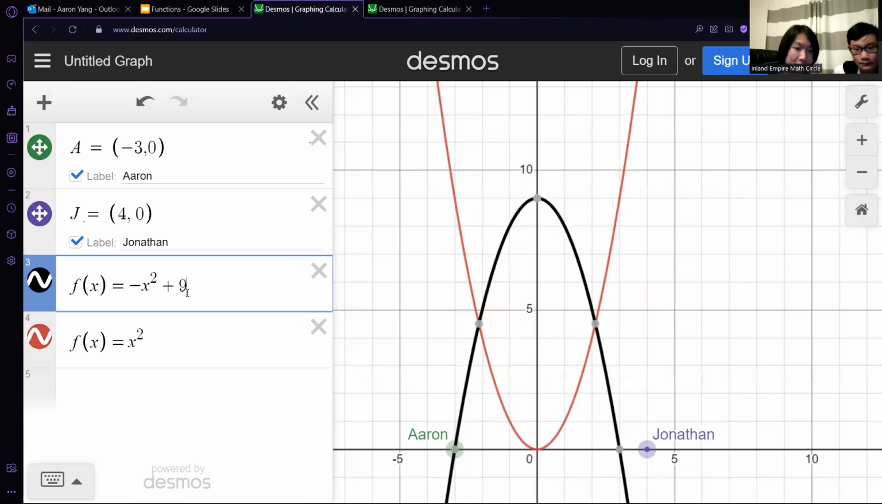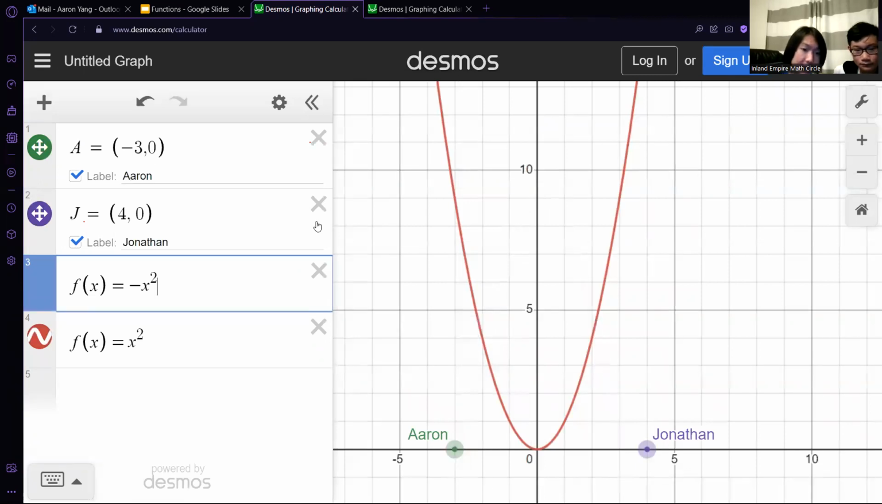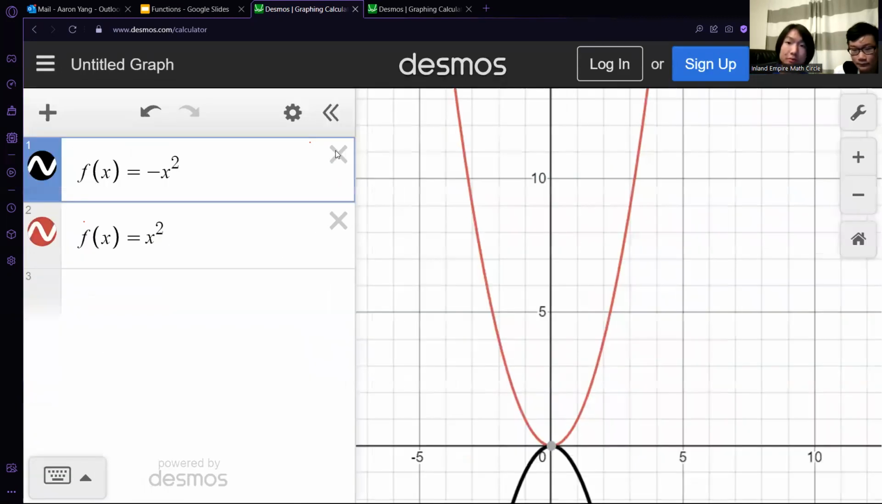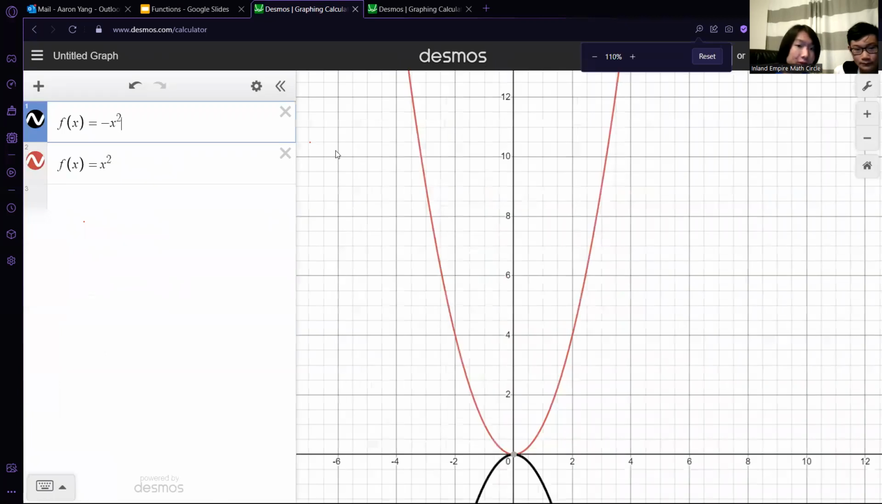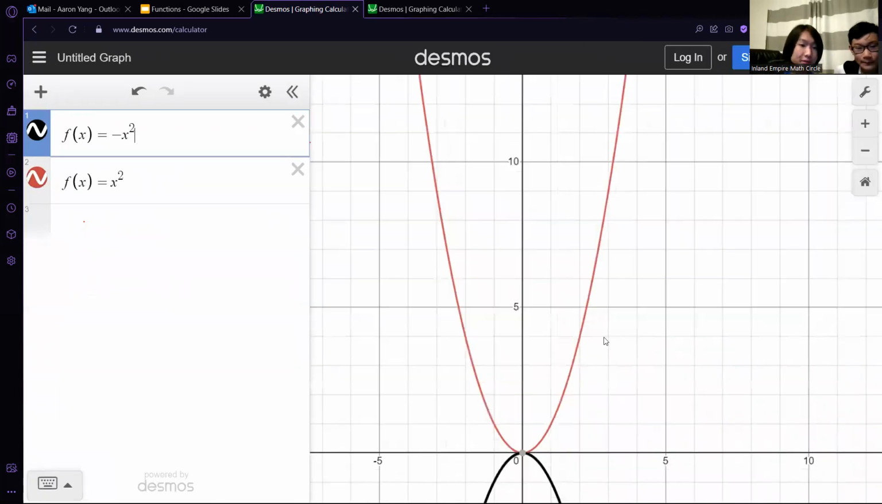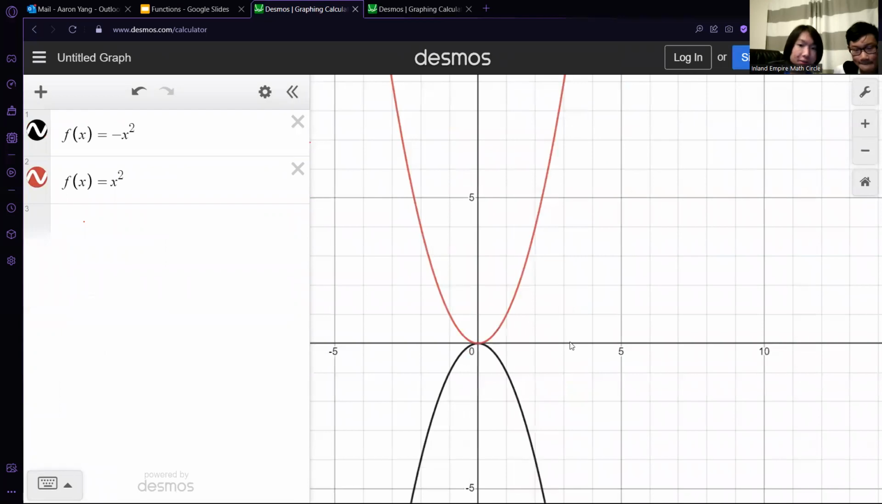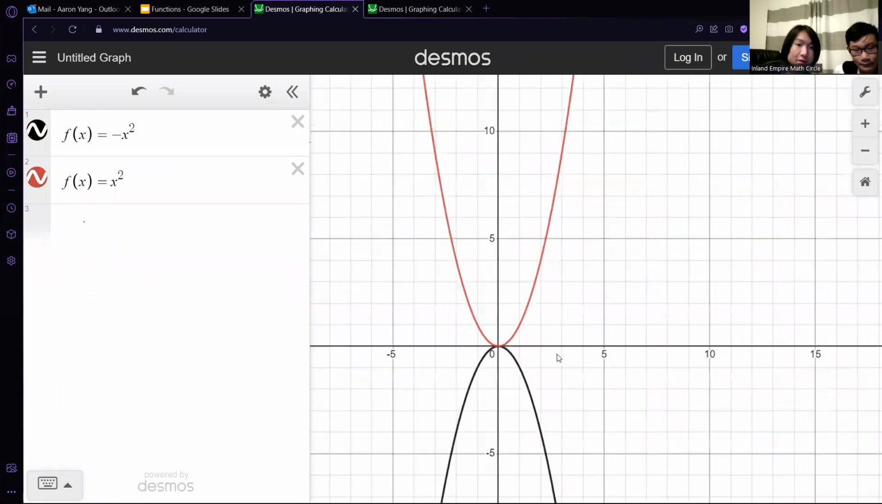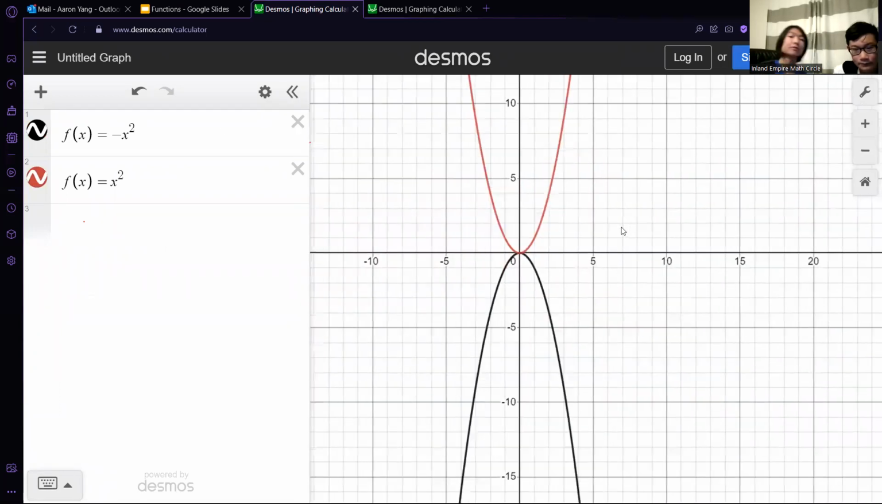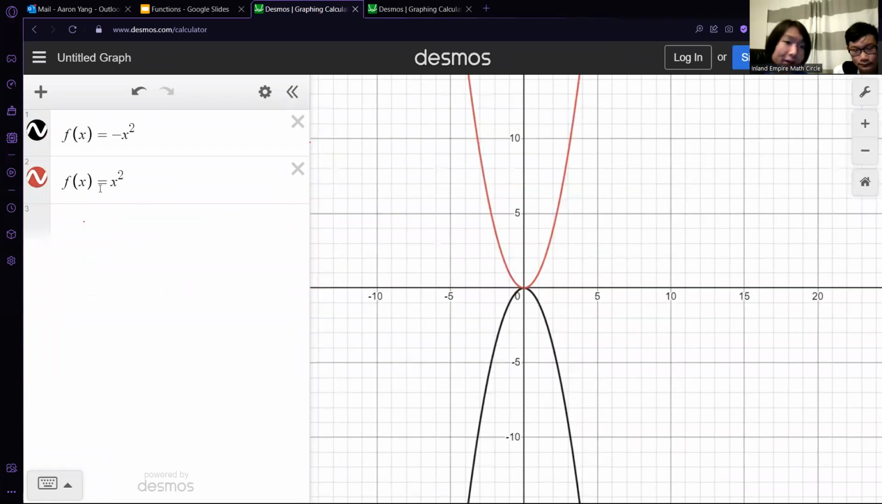So first of all, I'm going to get rid of the 9. So we'll get rid of this example. Zoom in a little bit. So we'll look at these two functions here. The black line is negative x squared, which is sort of like the function that we had from the example. And then the red line here is x squared. So x squared is our original, and we can see how the black line is reflected down.